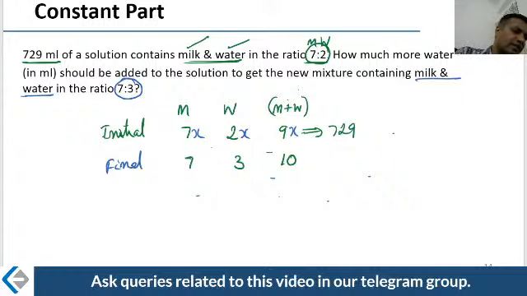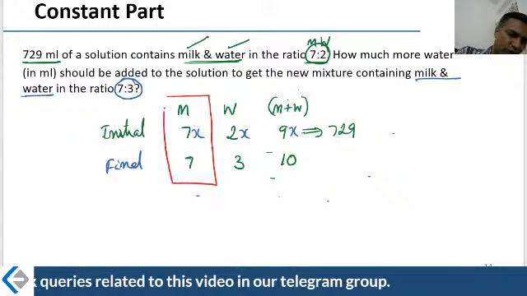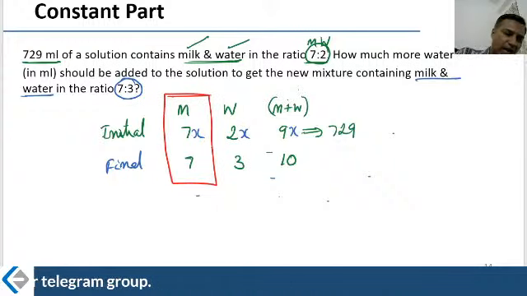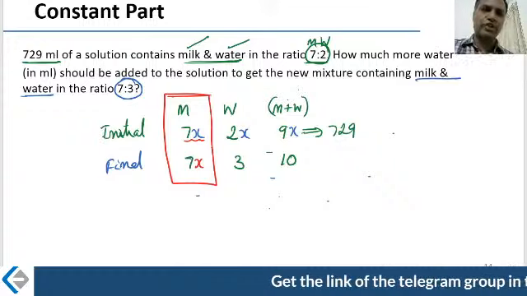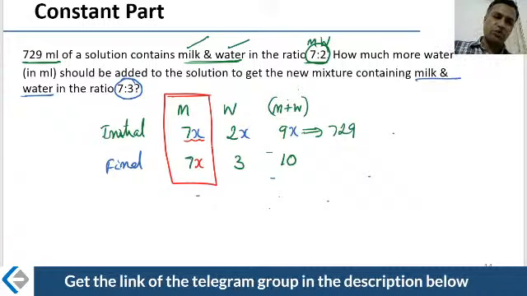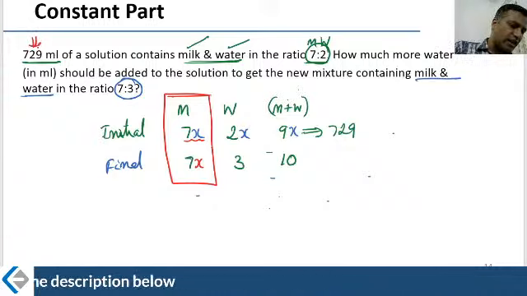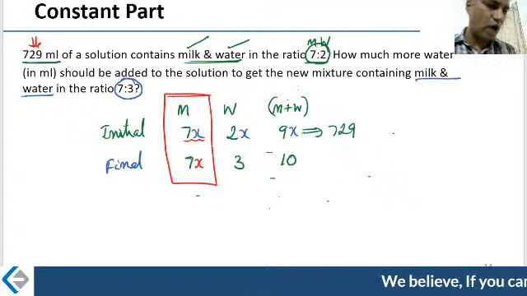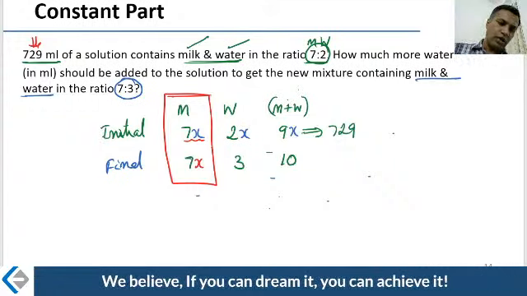The beautiful thing is, what is not going to change here? The milk is not going to change, because what you are adding is water. Earlier the amount was 7x, therefore here also it is going to be 7x. The amount of milk in the solution is not going to change. The quantity of solution is going to change because you have added water, so it's going to be more. It can't remain 729. So you write 7x, 3x, and therefore 10x.